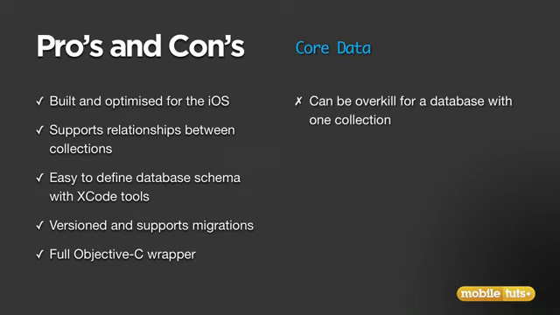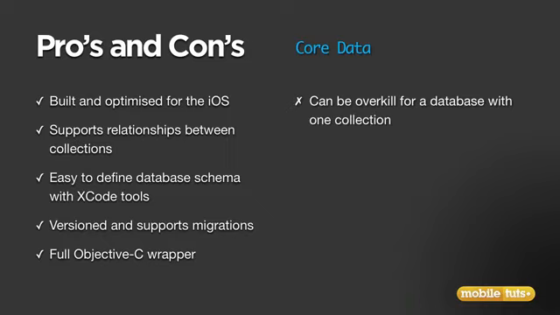And so the pros and cons of Core Data. It's built and optimized for the iOS. It's been built specifically by Apple for these mobile devices. It's very light and swift in the system, just like SQLite. It supports relationships between collections, so it manages the foreign keys for you. It automatically sets up the relationships between two different records, whether it's one-to-one, one-to-many, etc.